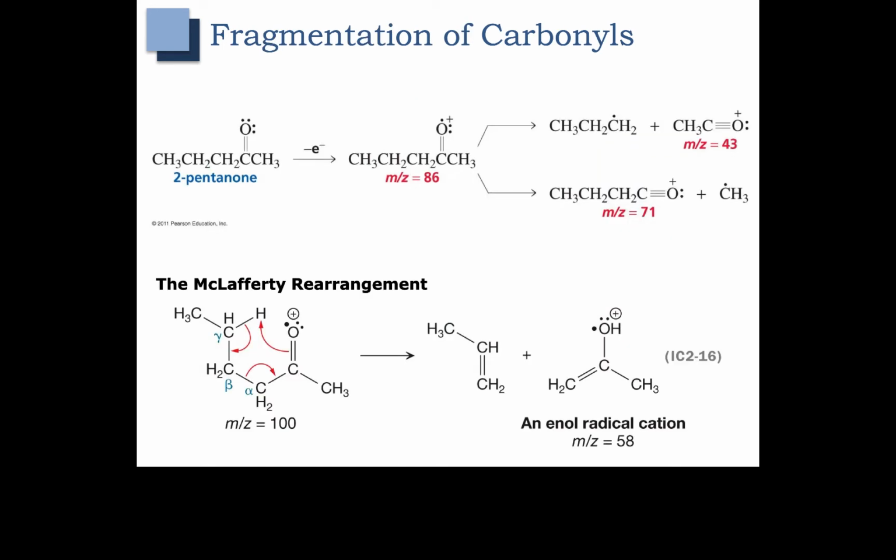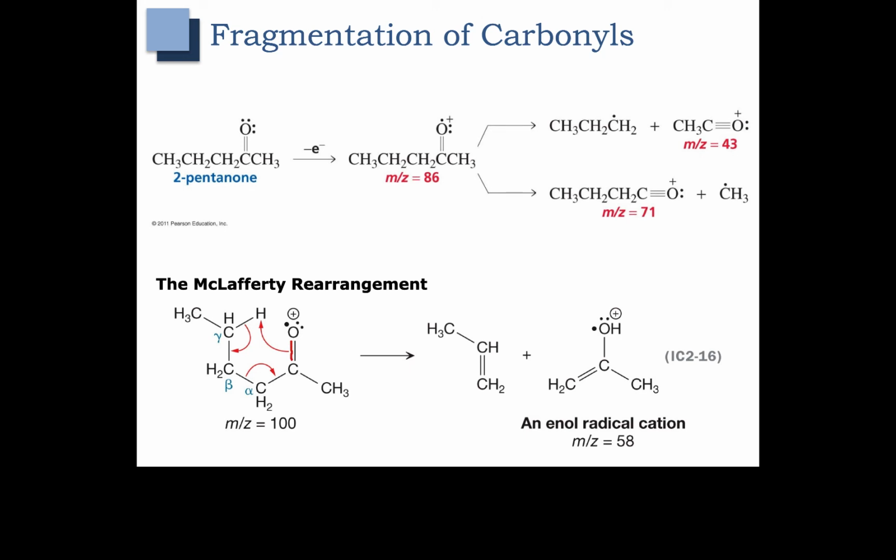The peak at 58 resulted by something called the McLafferty Rearrangement. In the McLafferty Rearrangement, our molecular ion removes a hydrogen from a gamma carbon. If you don't have a gamma carbon, this rearrangement can't occur. So here's our alpha carbon, here's our beta carbon, and here's our gamma carbon. Let's follow the electrons.